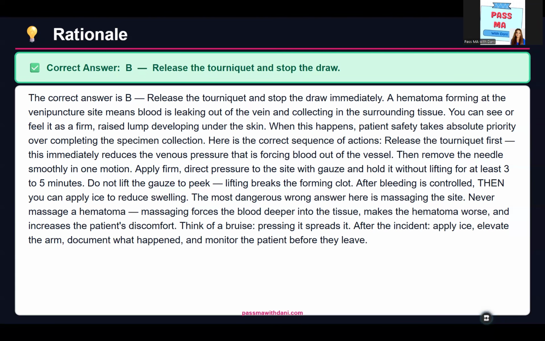Here's the thing, never select massage the site. Okay, you are never massaging a hematoma. A hematoma is a bruise. If you massage it, this can actually force blood to go deeper into the tissue. That can make the hematoma or the bruising a lot worse.